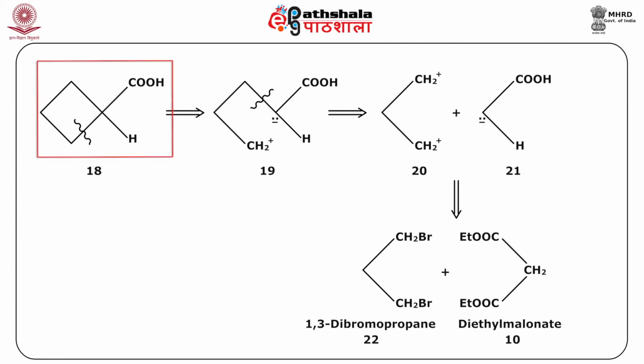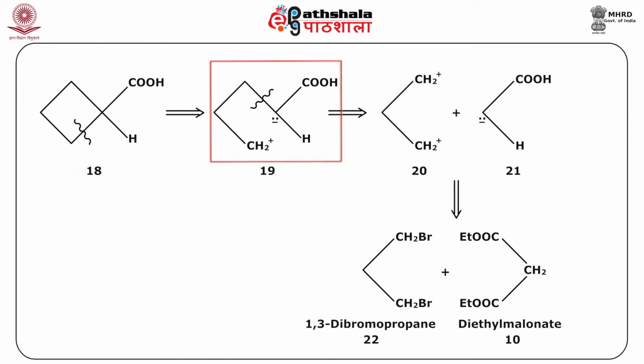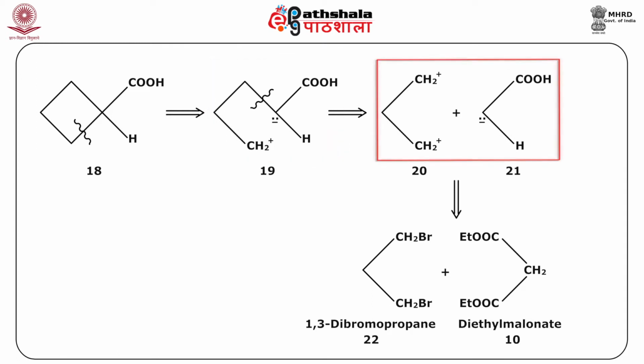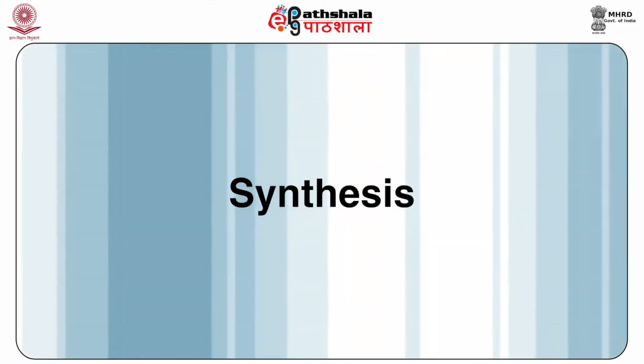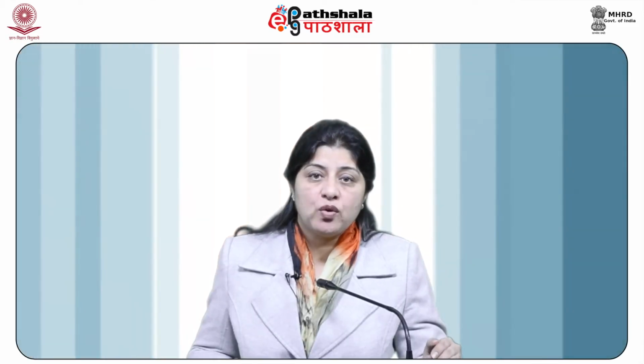The disconnection of one carbon-carbon bond of the cyclobutane adjacent to the carbon attached to the carboxylic group gives the synthon 19, which further gets cleaved through another carbon-carbon bond to give the two synthons 20 and 21. The compounds 1,3-dibromopropane, represented by the structure 22, and diethyl malonate, as represented by the structure 10, are their synthetic equivalents respectively. Synthesis. The synthesis of cyclobutane carboxylic acid 18 is given in the figure.